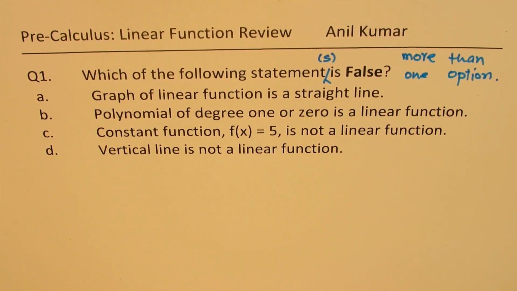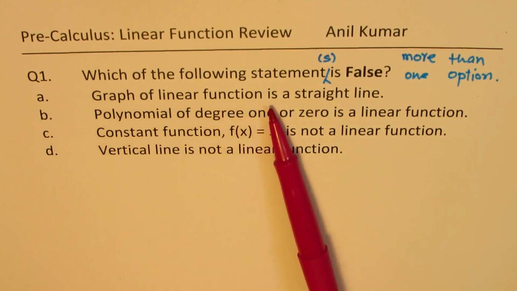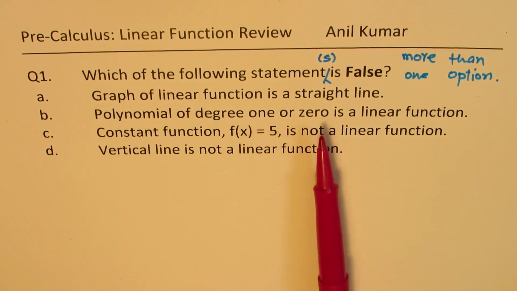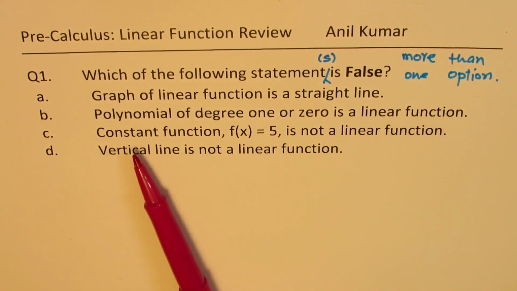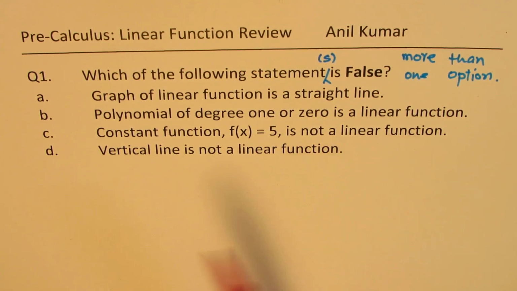Now, as a student, to do calculus, I would like you to think with a very open mind while answering these questions. They are all very tricky questions. They may look simple. So we have 4 options. Graph of a linear function is a straight line. Polynomial of degree 1 or 0 is a linear function. Constant function f of x equals 5 is not a linear function. Vertical line is not a linear function. So these are all the options for you. You can answer them now.